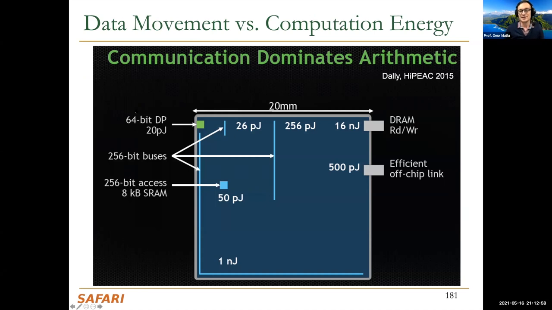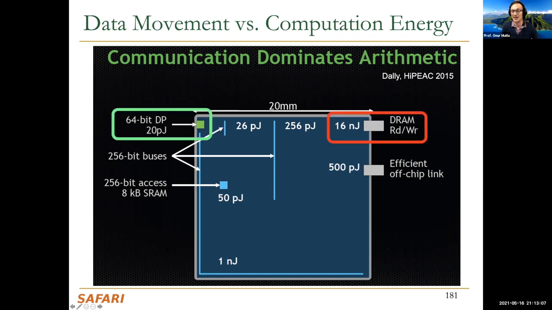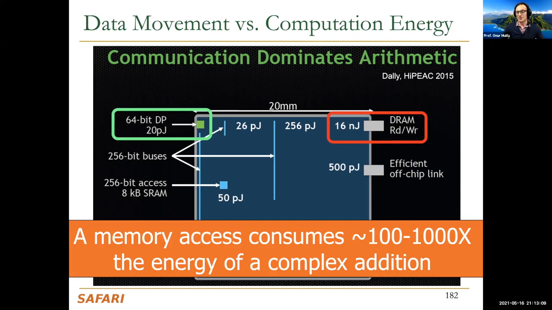Essentially, a 64-bit double precision floating point operation, a complicated computation, is 20 picojoules, and a memory access is 16 nanojoules. That's an 800x energy difference. If you look at technologies today, it's about 2 to 3 orders of magnitude, between 100x to 1000x. So essentially, to move an element from DRAM, main memory, to the processor so that you can do a very simple operation on it, simple in terms of energy, we're consuming 2 to 3 orders of magnitude more energy.